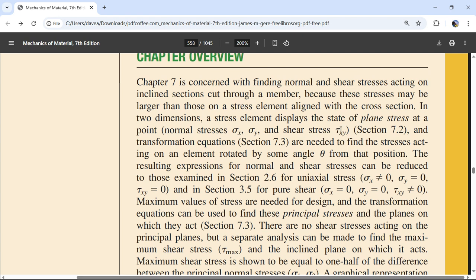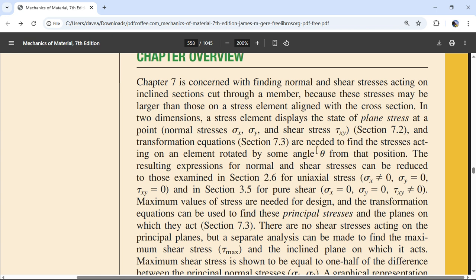All right, so we got to here. We have normal stresses in the XY plane, and we have shear stresses in the XY plane. Cool, section 7.2. And then we have transformation equations. That's when we're going to orient that element at some sort of angle, and these are needed to find the stresses acting on an element rotated by some angle.